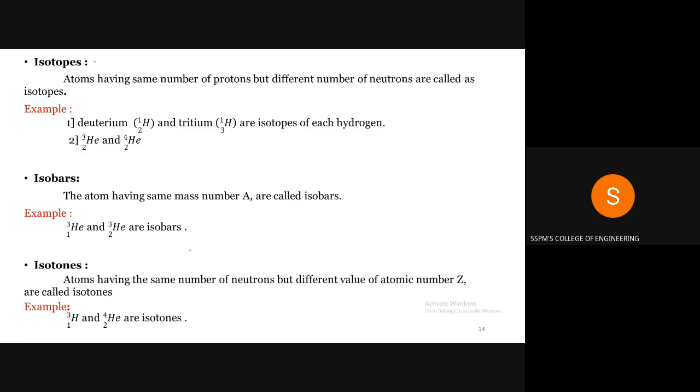The next point, isotopes, isobars, isotones. Atoms having same number of protons but different number of neutrons are called isotopes. Example, deuterium and tritium are isotopes of hydrogen. Hydrogen is 1H1. Isotopes are deuterium, tritium, where the atomic number is the same.